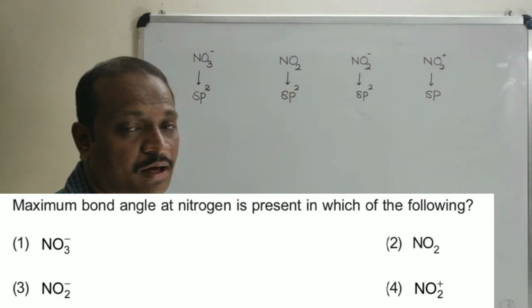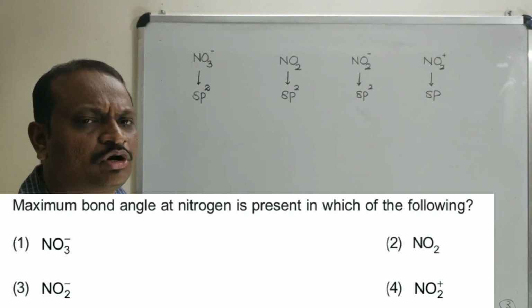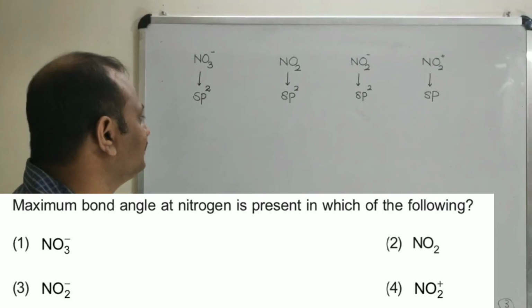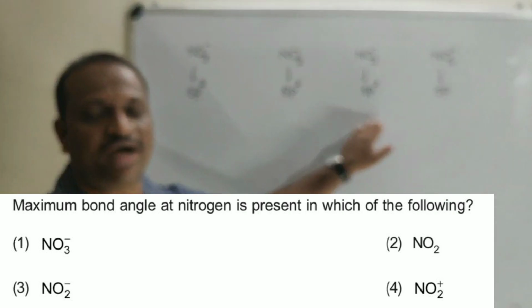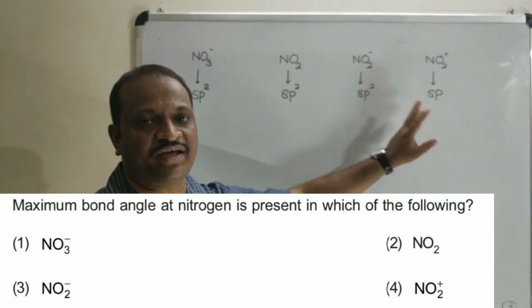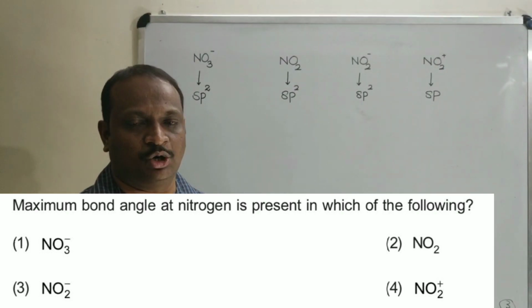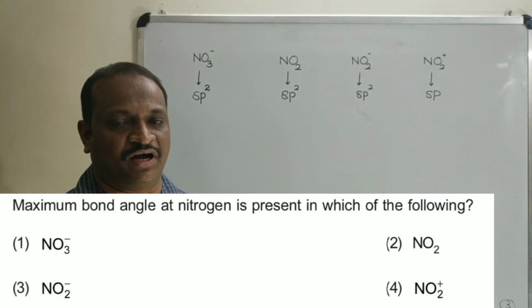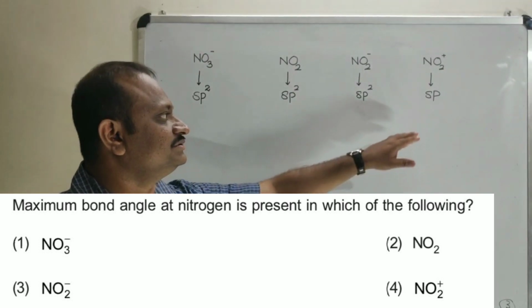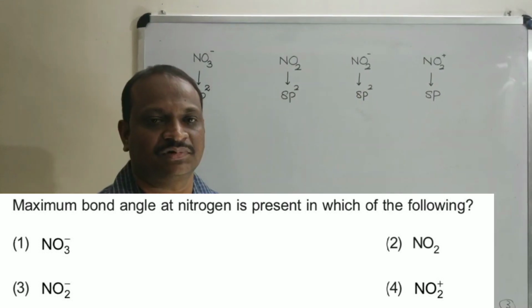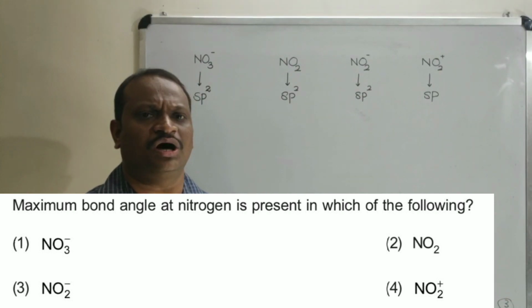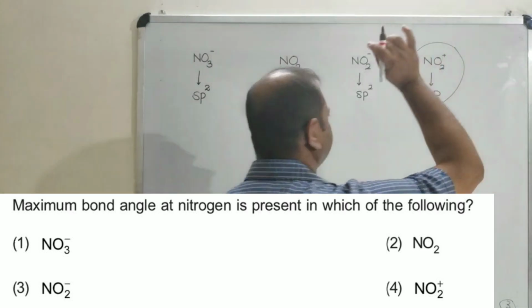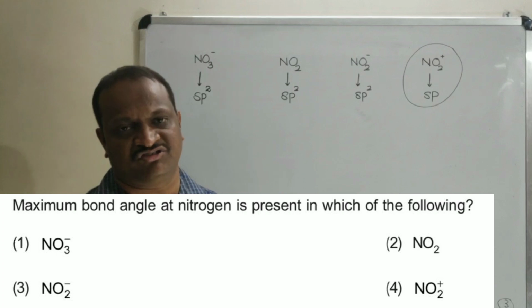I have already told you how we find out the hybridization. Based on that rule, I found all the hybridizations. So these three are of sp2 hybridization and the first one is of sp hybridization. Our question is, which one has the maximum bond angle? Definitely, wherever we have sp hybridization, there will be the highest bond angle. So no need to go further, directly you can select the answer. NO2 plus has the highest bond angle.